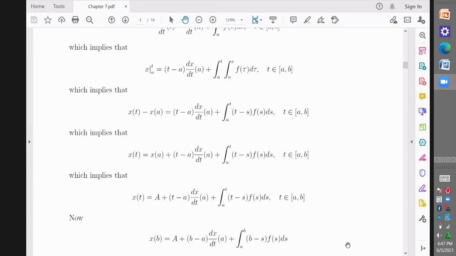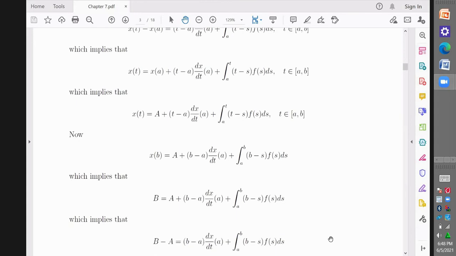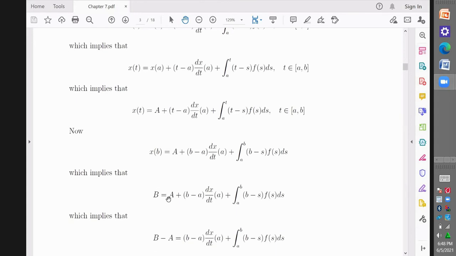Now from here you can see x at b is equal to a plus (b minus a) dx over dt at a, plus integral from a to b of (b minus s) f of s ds. Now just shift this to the left side, so this is b minus a is (b minus a) into dx over dt at a, plus integral from a to b of (b minus s) f of s ds.